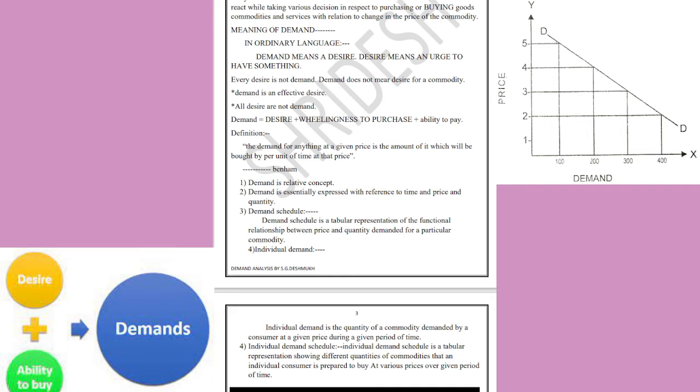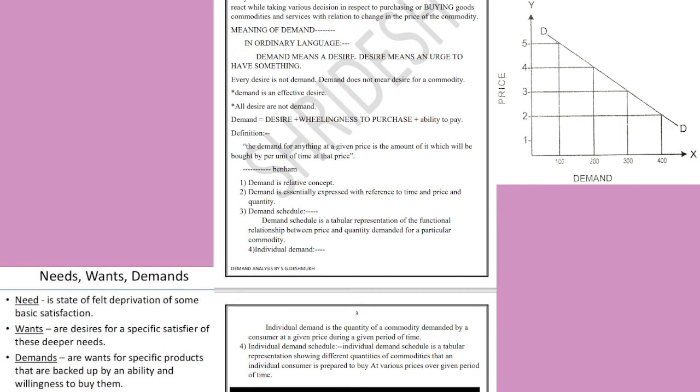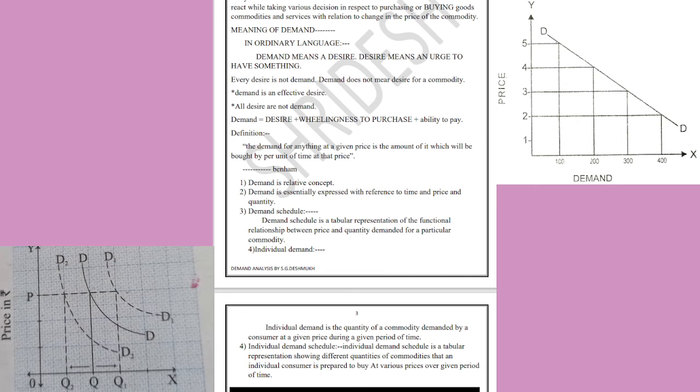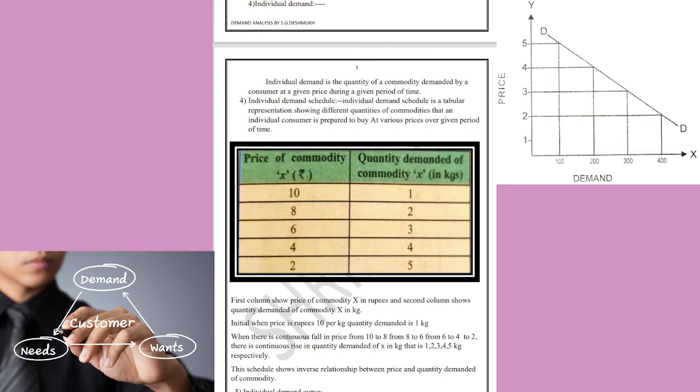So what is meant by individual demand schedule? An individual demand schedule is a presentation in the form of a table, and this tabular representation shows various quantities which are demanded by a single, individual consumer over a given period of time. So how does the individual demand schedule look? This is an individual demand schedule.